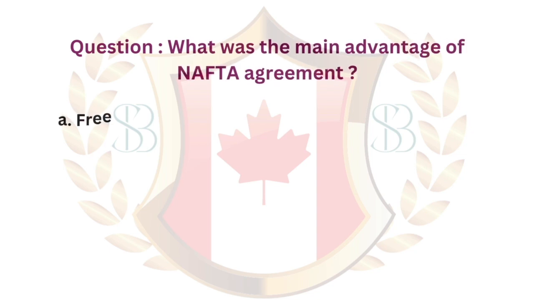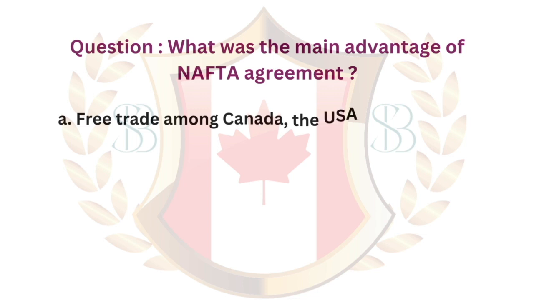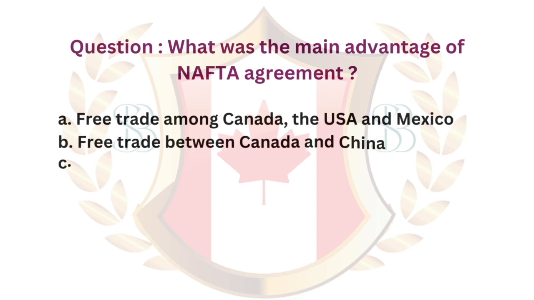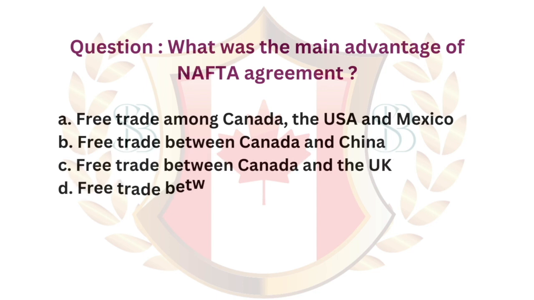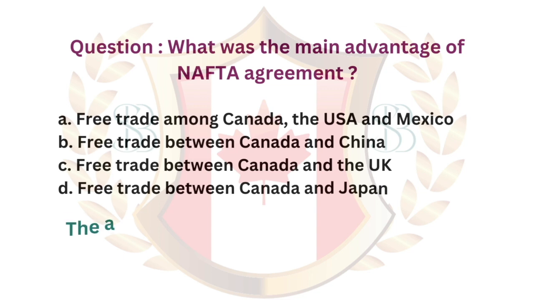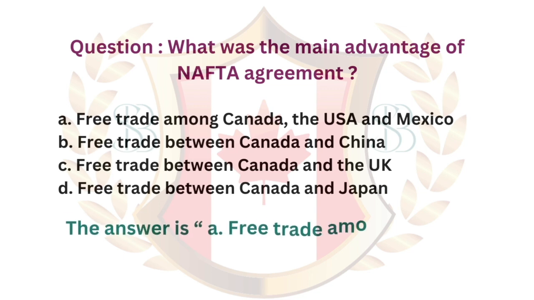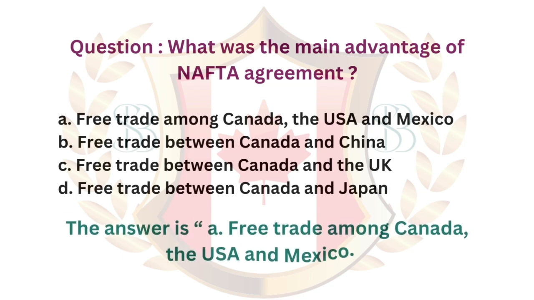Question. What was the main advantage of the NAFTA agreement? A. Free trade among Canada, the USA, and Mexico. B. Free trade between Canada and China. C. Free trade between Canada and the UK. D. Free trade between Canada and Japan. The answer is A. Free trade among Canada, the USA, and Mexico.